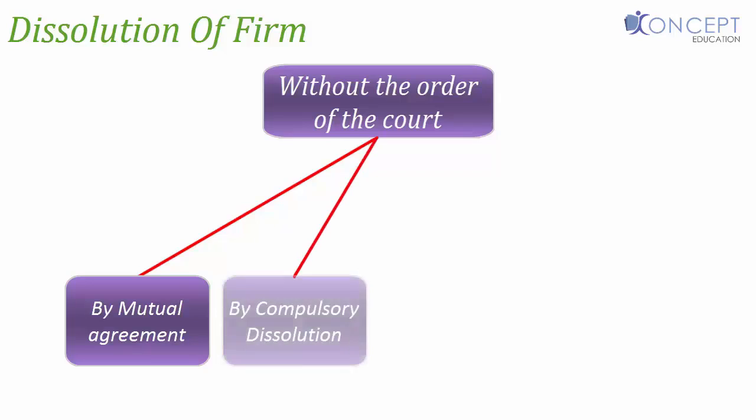Second is by compulsory dissolution. This can be either by all the partners becoming insolvent or all the partners except one partner becoming insolvent, as then there will be only one partner left, and with only one partner there can be no partnership. Compulsory dissolution can also happen if the business of the firm becomes unlawful.